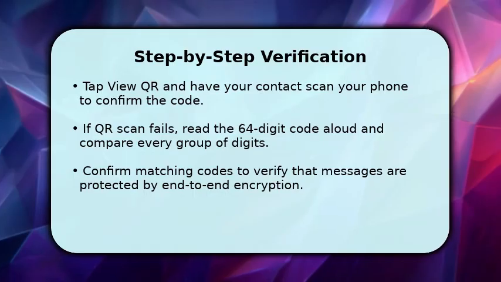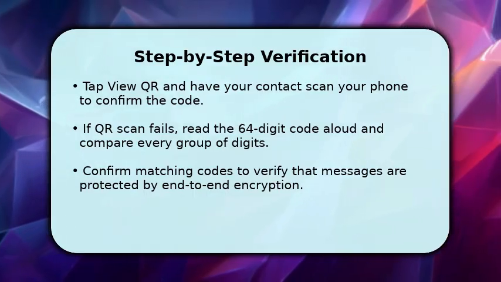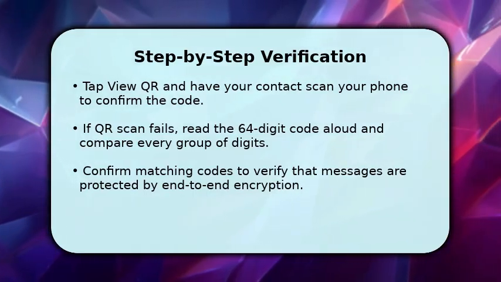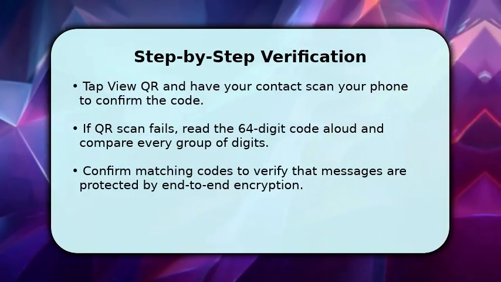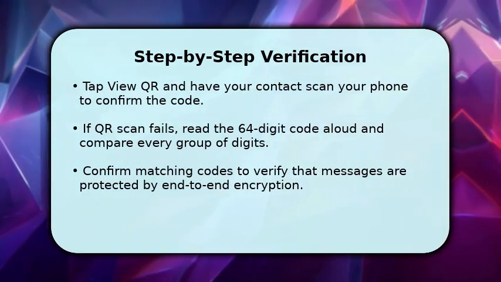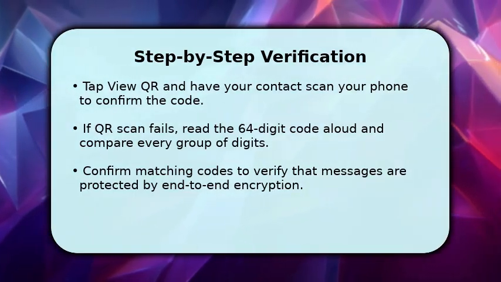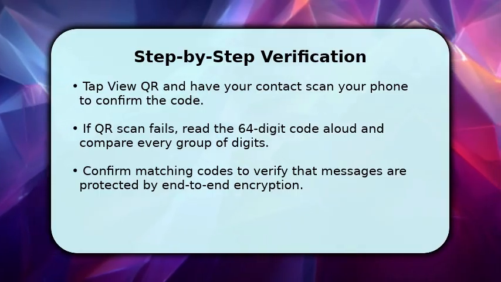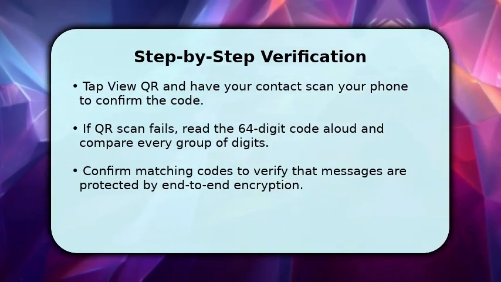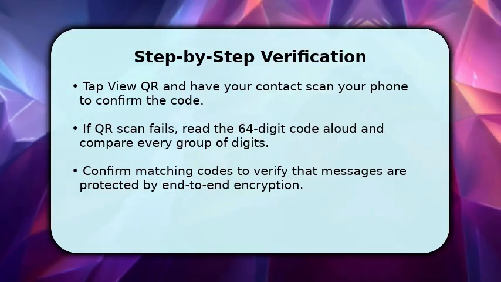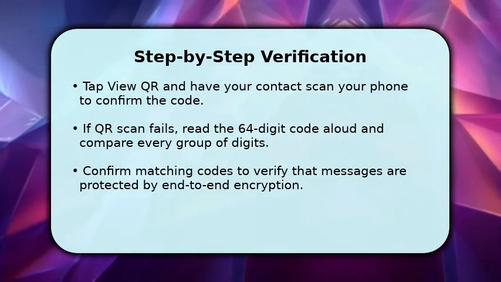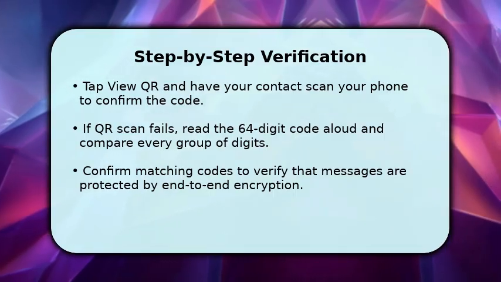On one phone, tap View QR and let the other phone scan that QR code. If scanning is not possible, read the 64-digit code aloud and compare every group of digits together. Each phone should show the same digits to confirm a match. When the codes match, tap Confirm to complete verification and trust that messages are end-to-end encrypted.